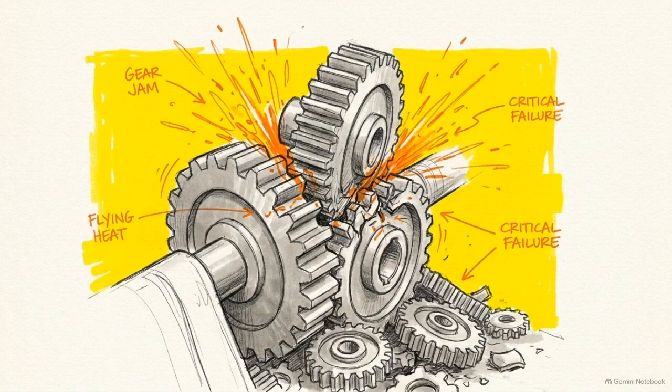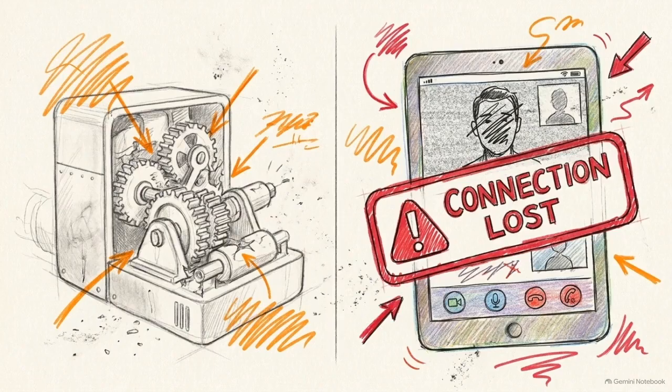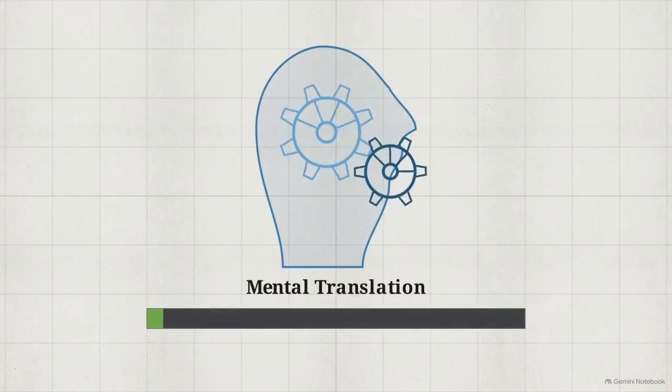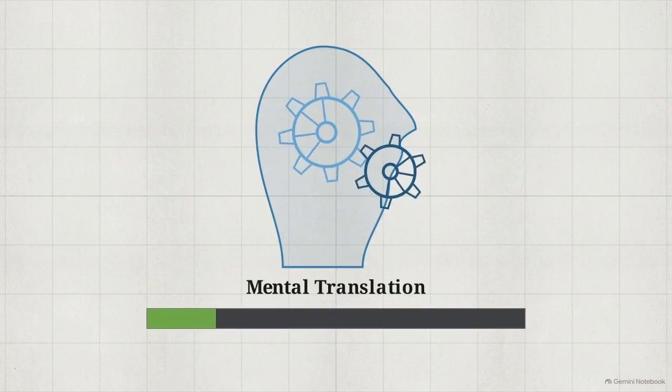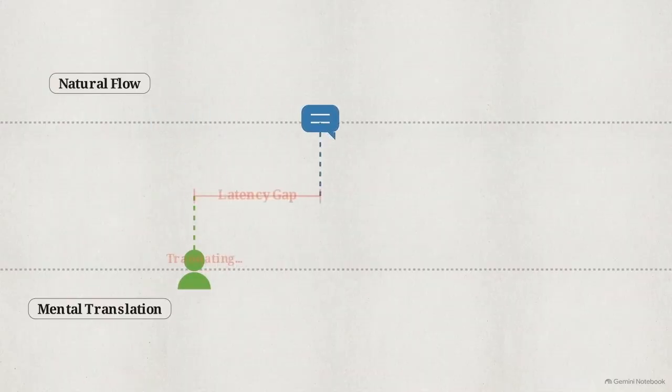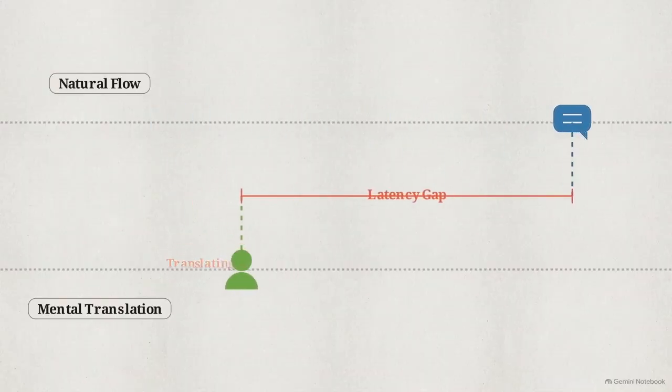Two specific situations routinely break English fluency: trying to explain exactly why a piece of hardware isn't working and dealing with a sudden audio drop on a remote call. In these moments, trying to construct a sentence from scratch in your head takes too long. By the time you mentally translate the grammar and search for the vocabulary, the conversation has moved on.